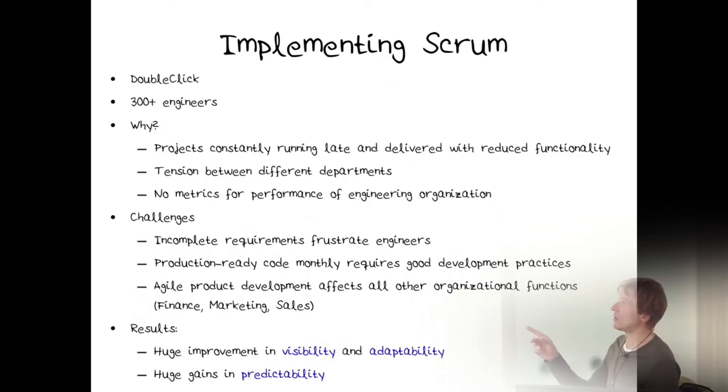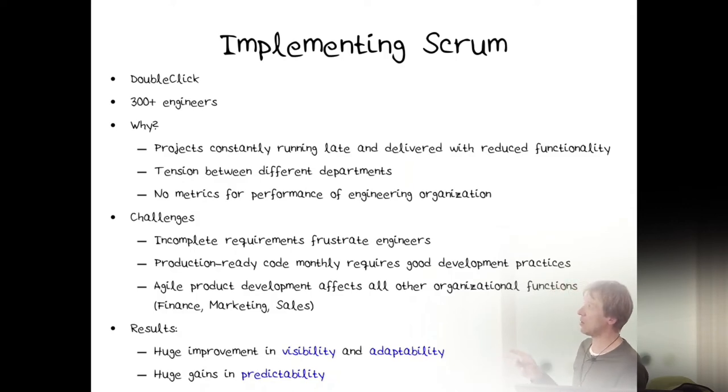So just a little bit of a story. My implementation of Scrum was when I was still at DoubleClick, and we did it because we changed the way we developed software, because projects were constantly running late and delivered with reduced functionality. Constantly. There was tension between different departments. The product folks always felt that engineering didn't perform. Always this tension between, you should be able to do this as well, this as well, this as well. And we had no metrics for how we were performing as an engineering organization.